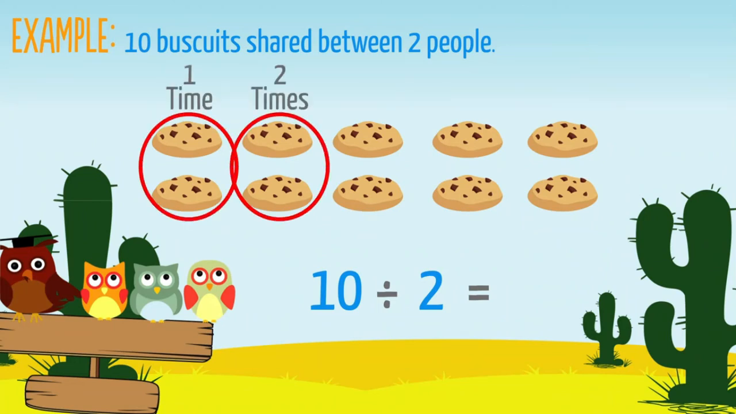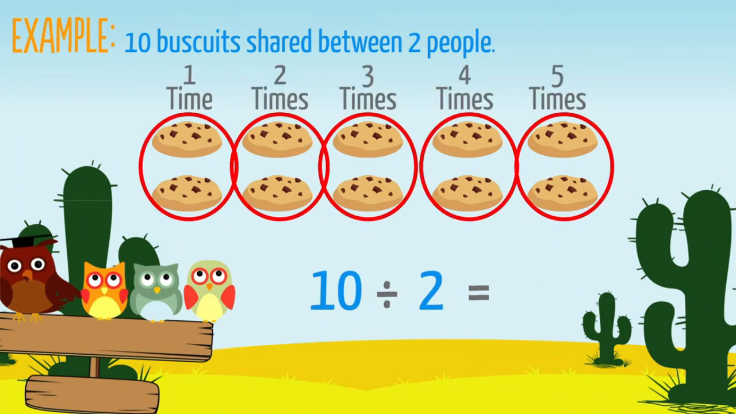1, 2, 3, 4, 5. 10 divided by 2 equals 5. Well done.